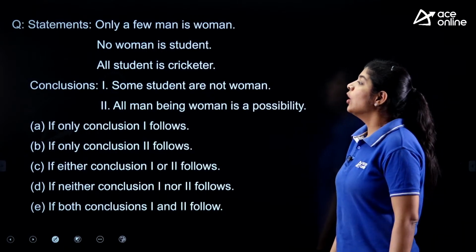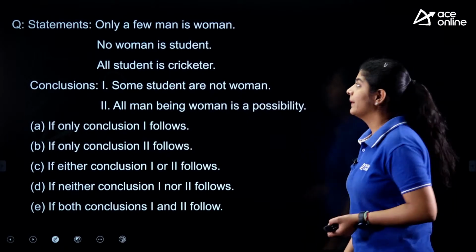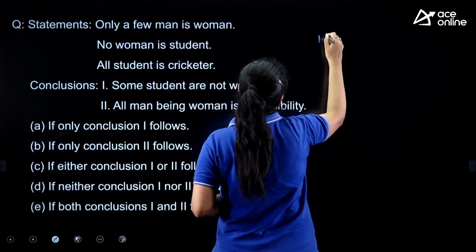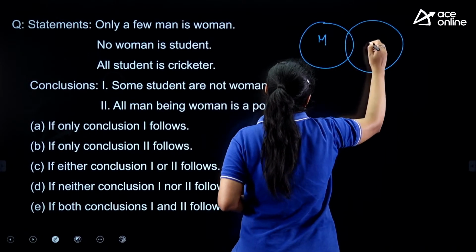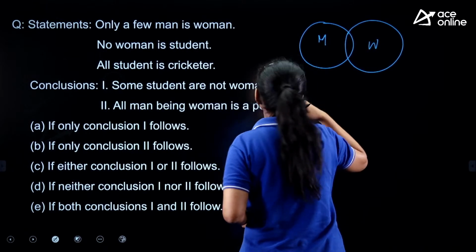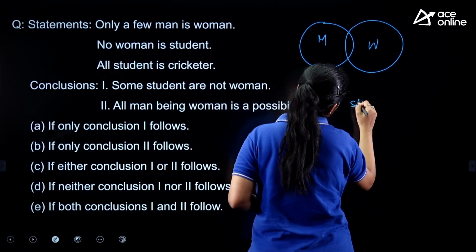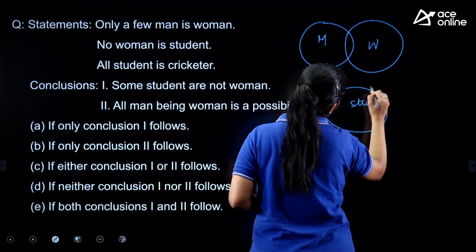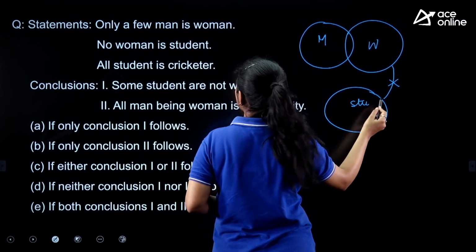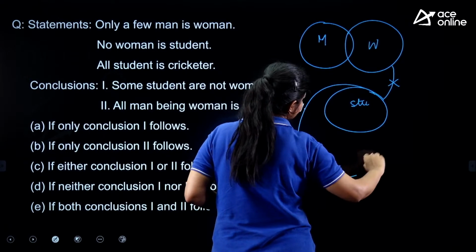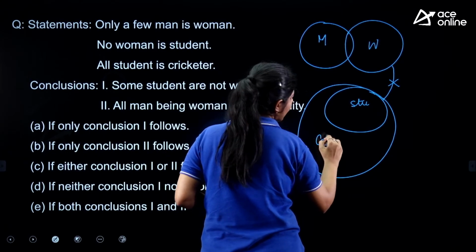First one, only a few men are women, okay? Second, no woman is a student, okay? Next, all students are cricketers. So this is my basic diagram.